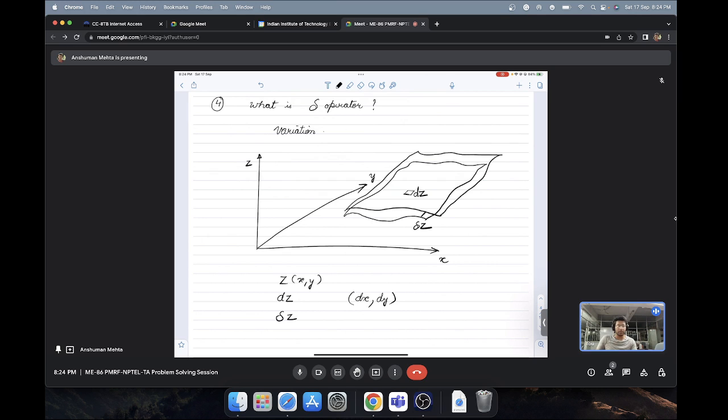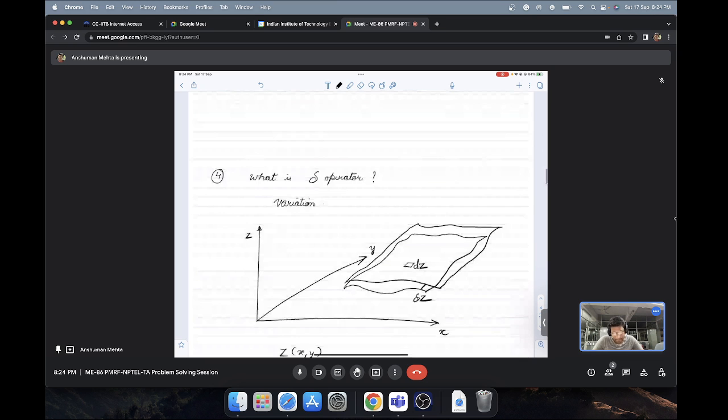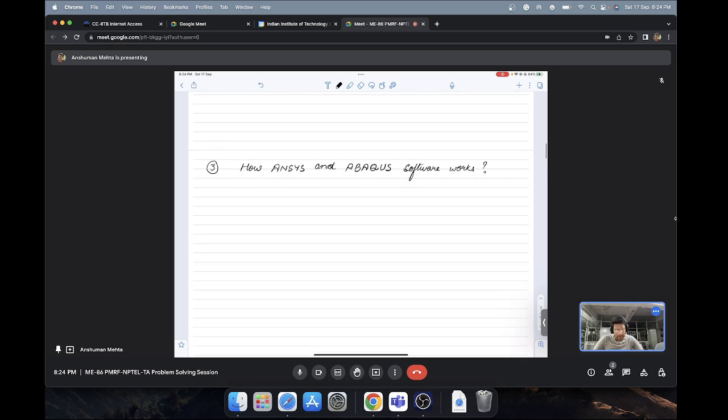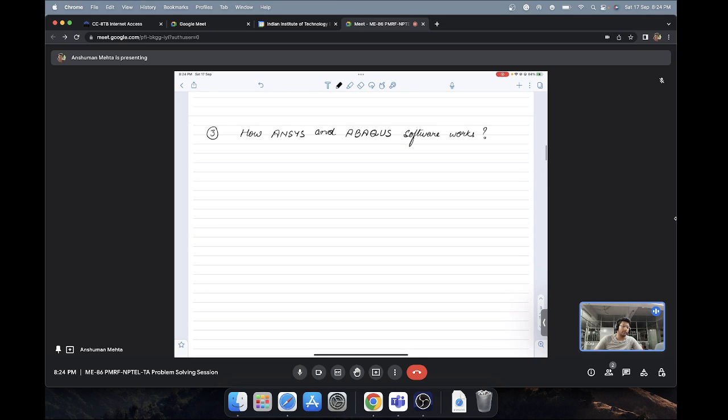So it's a variation of a functional as compared to a small z. It is a variation of z. In the English language, it means nearly the same, but mathematically, it has a huge difference. Now, how do ANSYS and Abaqus software work?